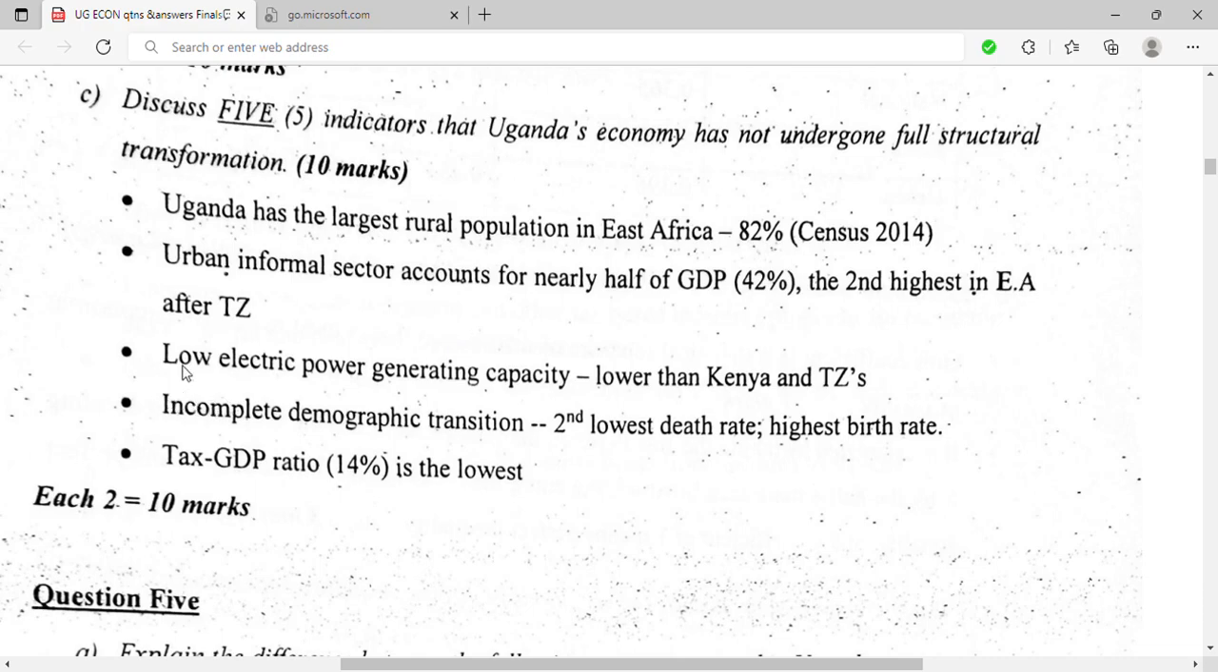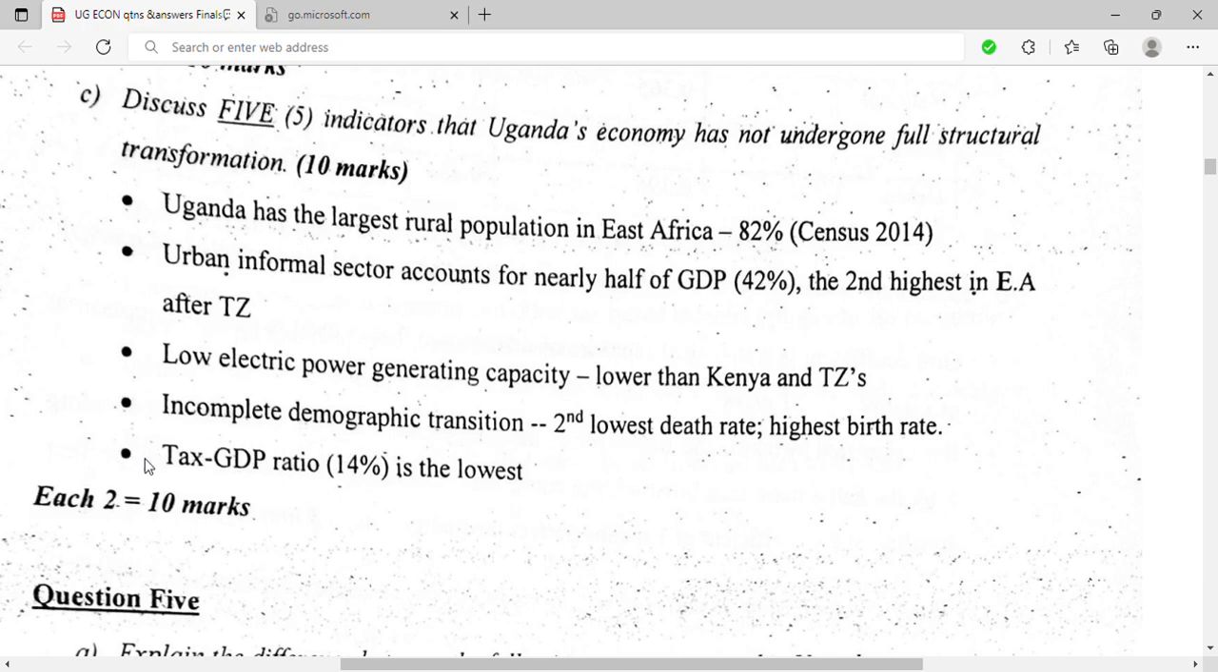Then another reason is low electric power generating capacity, lower than Kenya and Tanzania. We are at the service level, but we do not even have power in the country. Most villages in Uganda, where most people live, have no electricity. Then incomplete demographic transformation, whereby we have the second lowest death rate and the highest birth rate. Our things do not match. If the birth rate is high, the death rate is supposed to be high too. Ours is the opposite: low death rate, high birth rate.